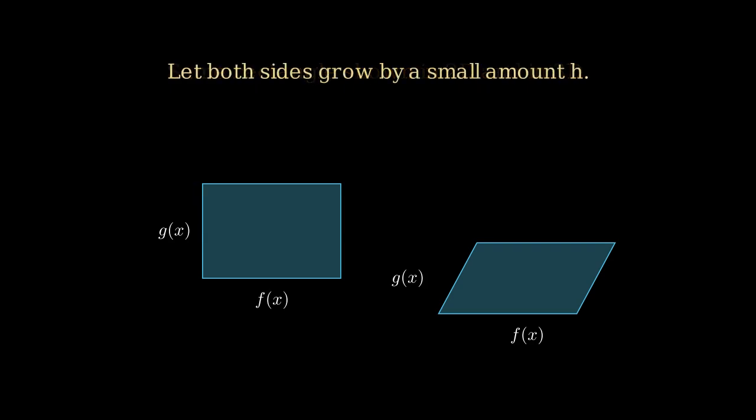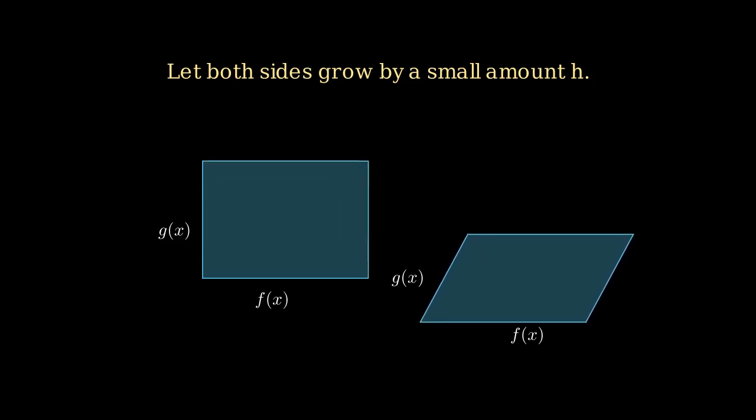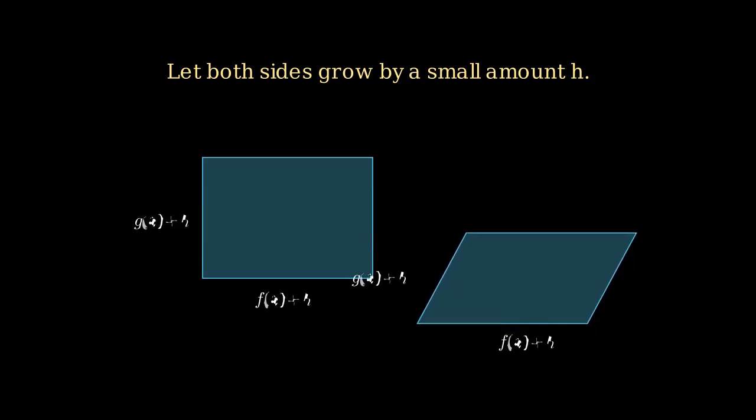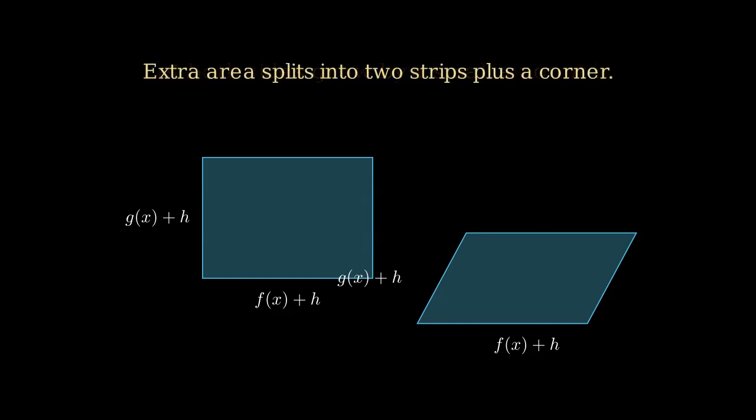Now let both sides grow a little. The side f of x grows by a small amount, call it h, and the side g of x also grows because it depends on x too. So the new rectangle has sides f of x plus h and g of x plus h. The extra area we've added is not one simple piece. It splits into 3 pieces, a thin strip along the top, a thin strip along the side, and a tiny corner rectangle where the 2 strips overlap.